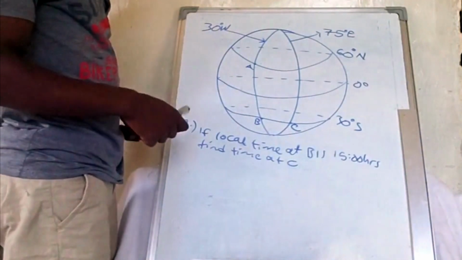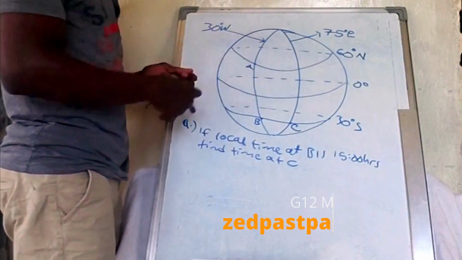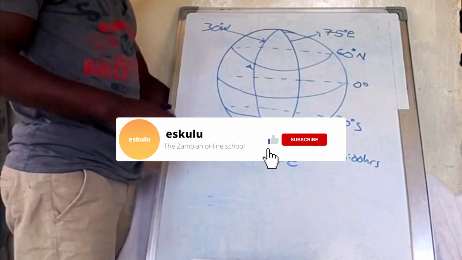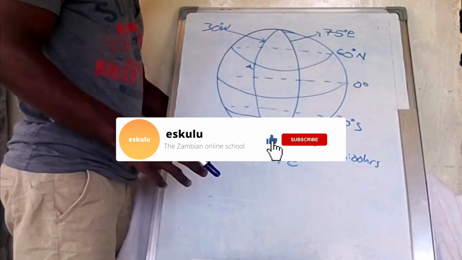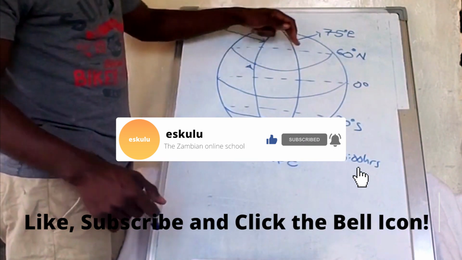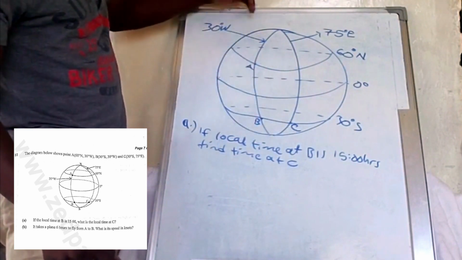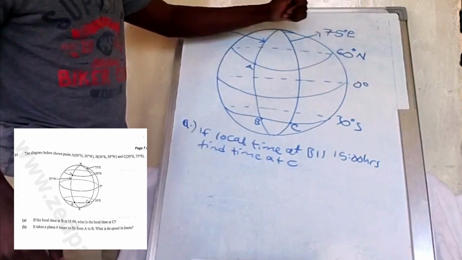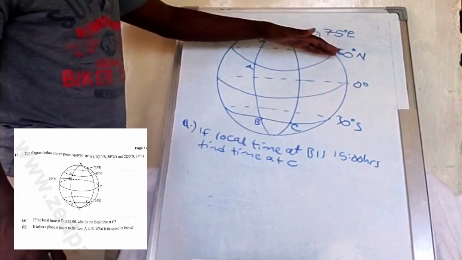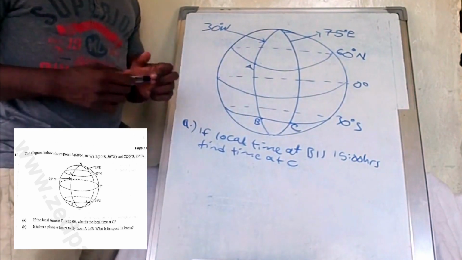Okay, so we are on question number 11. Question 11 is on the topic of earth geometry, and we're given a drawing of the earth. We've got point A there, point B there, and point C there, and we're told this is 30 degrees west, 75 degrees east, and 60 degrees north, 0 degrees, and 30 degrees south.